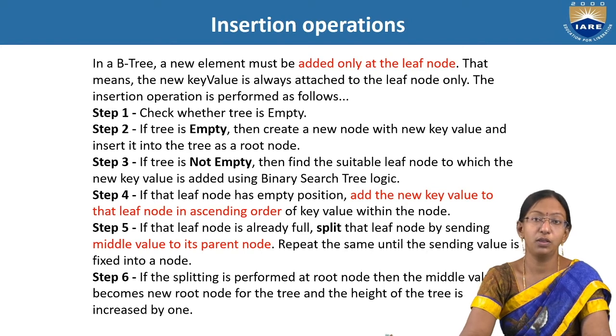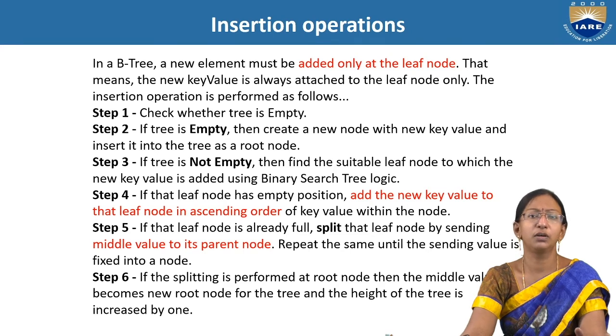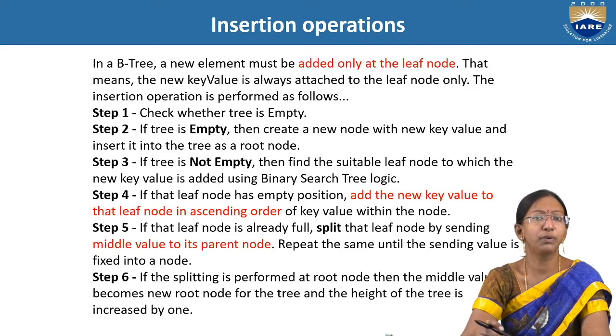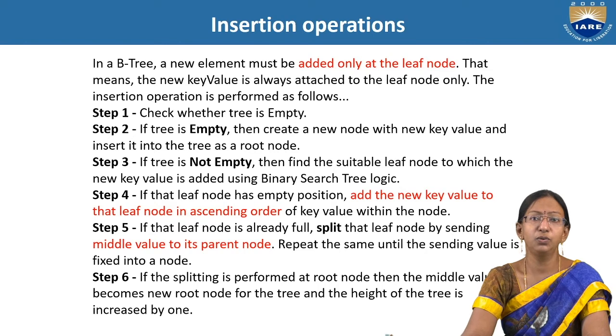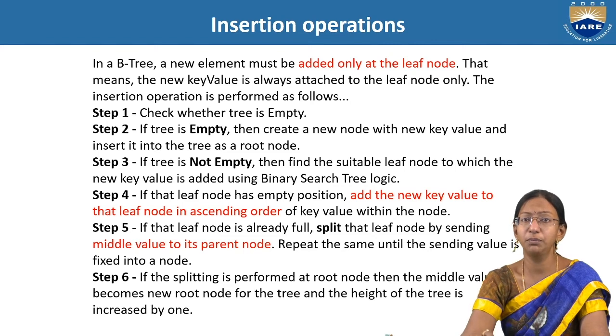First of all, check whether the tree is empty or not. If it is empty, then create a node with the key which you want to insert and say that it is the tree. Or else, if it is not empty, then find a suitable leaf in which you can place it by simply using the search logic, which we have seen just now. While inserting, you need to be very careful. If that leaf node has an empty position, then it is fine. Add the new key in the leaf node in ascending order. Guys, please remember, in each and every node, all the keys will be in ascending order.